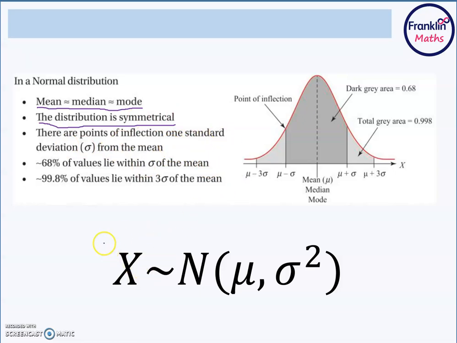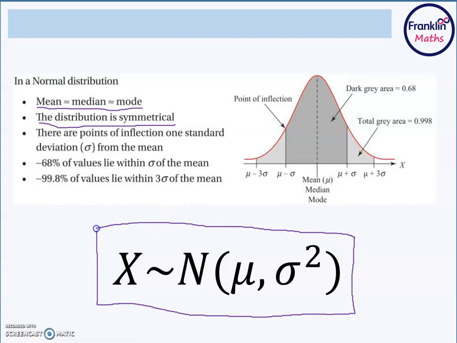Now the way it's written in your exam, it is like the binomial in the way it's written. Because we are using a distribution, you have to state the distribution before you start. X is your variable. Tilde means is approximated by. And we've got the N for normal distribution. And here we've got the mean. And here we've got sigma squared rather than sigma.